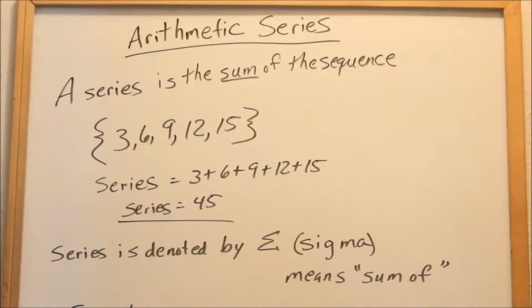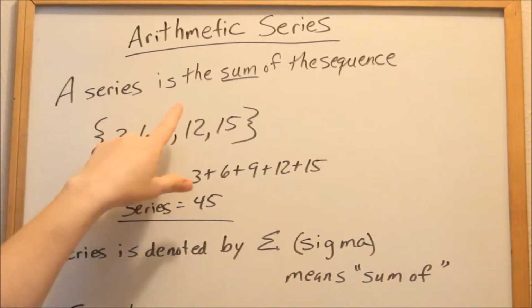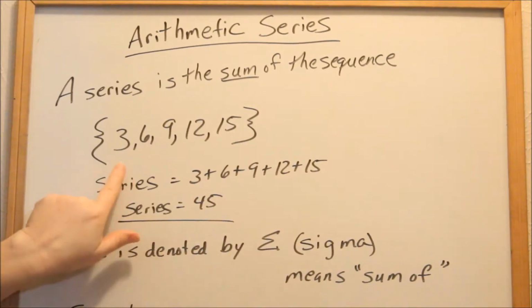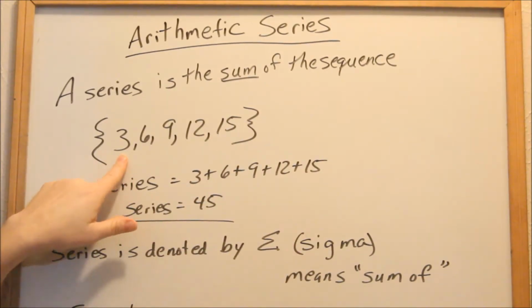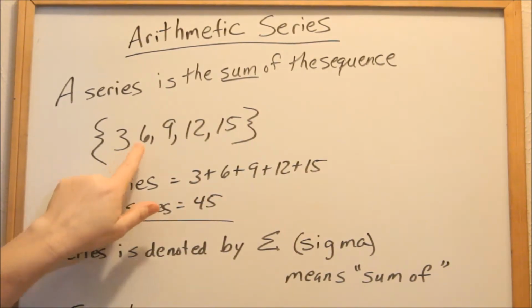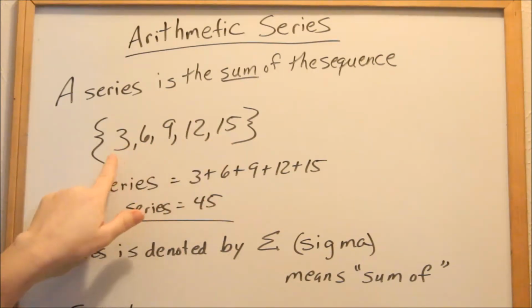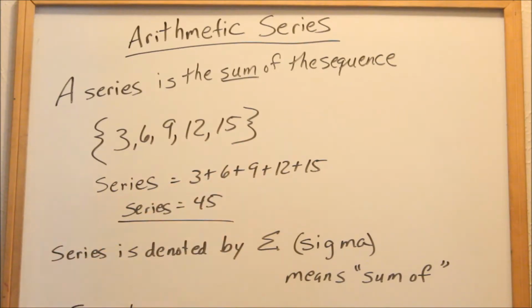Now we're going to be doing arithmetic series. A series is the sum of the sequence. So let's go back to the sequence that we had before, an arithmetic sequence: 3, 6, 9, 12, 15. The series of this sequence is adding all of these numbers together. That's what a series is.